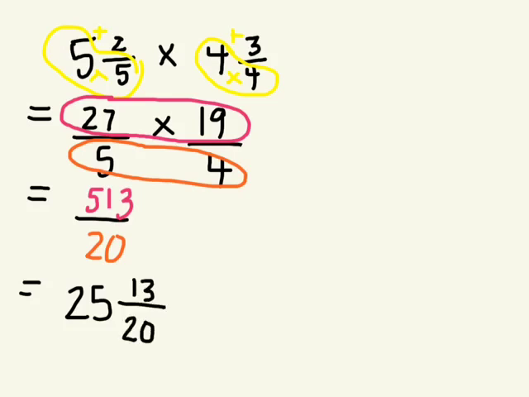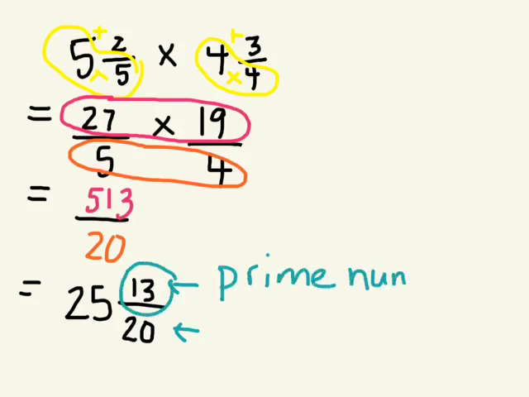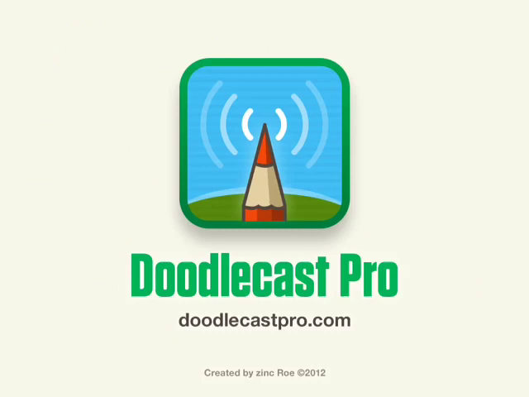And is this in lowest terms? 25 and 13 over 20. Can I divide 13 and 20 by the same number? How do you know? Because 13 is prime. Good. 13 is a prime number, and that's something you just learned. So 13 is only divisible by 1 and itself, and we know 13 doesn't go into 20, so this is in lowest terms. So 5 2/5 times 4 3/4 is equal to 25 and 13 over 20.